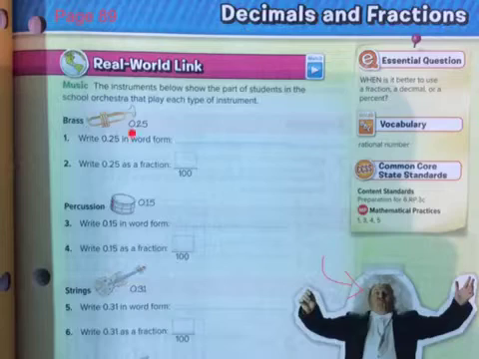So we know the place where this is. This is the tenths and this is the hundredths. So we have to write twenty-five hundredths. Correct?